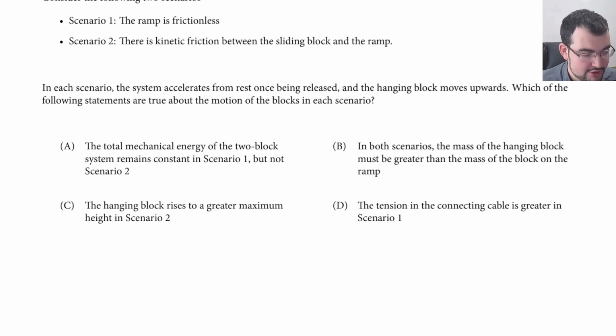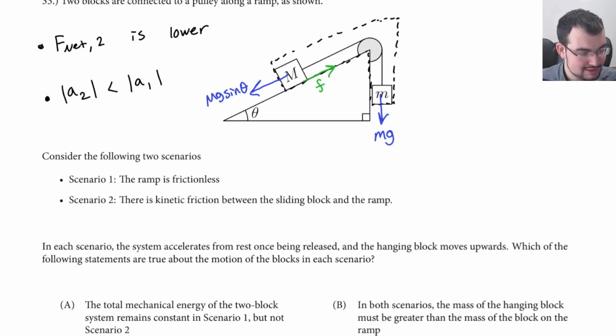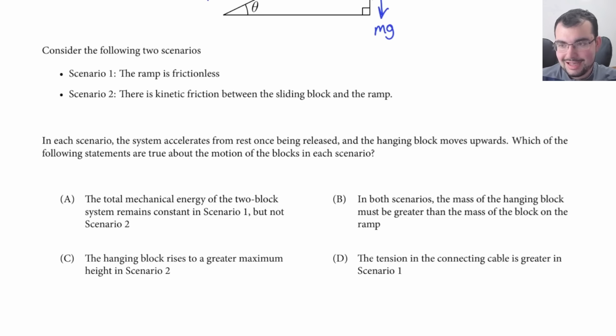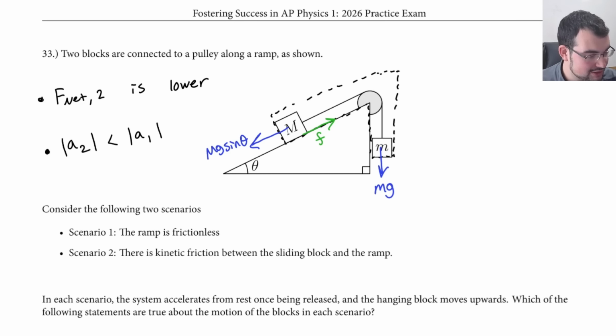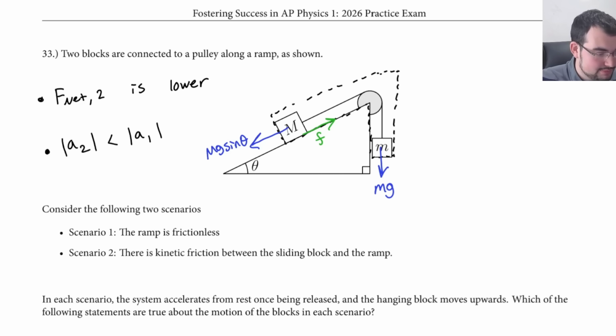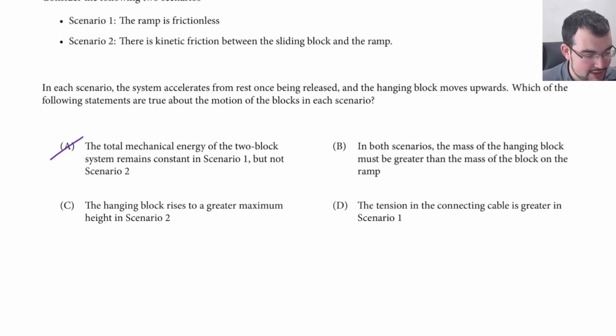The total mechanical energy of the two-block system remains constant in 1, but not 2. Total mechanical energy of the two-block system. It's AP1, you know I had to do it. I didn't say the Earth, so A is false. The Earth is not part of the system, right? The blocks are rising and falling, so gravitational is doing something, right? There's zero energy right now in the two-block system. So as the blocks start moving, that energy changes. Now, it would be correct if I said two-block Earth system.